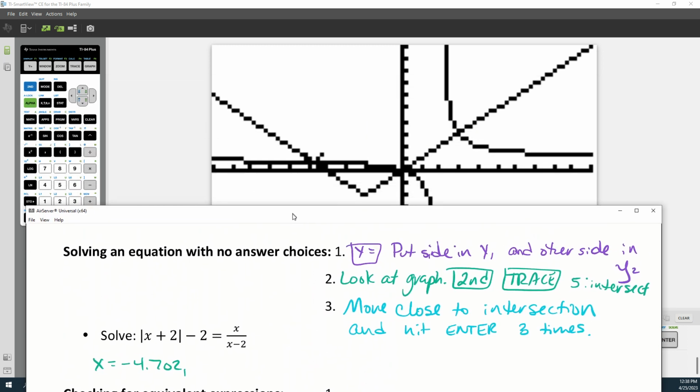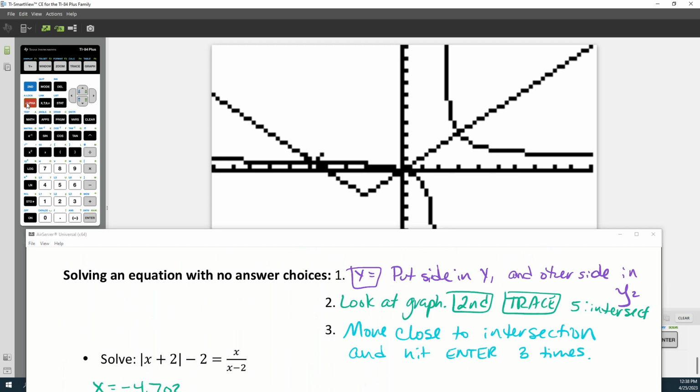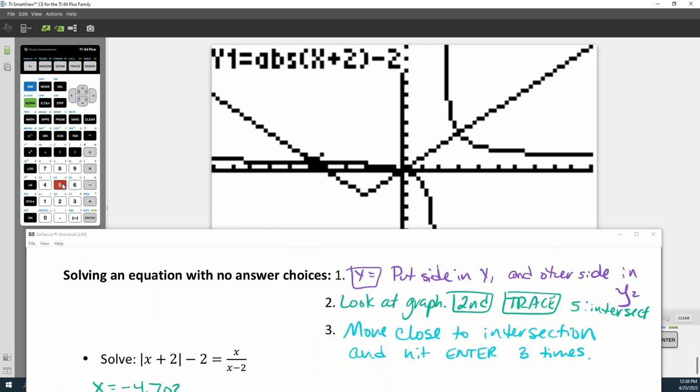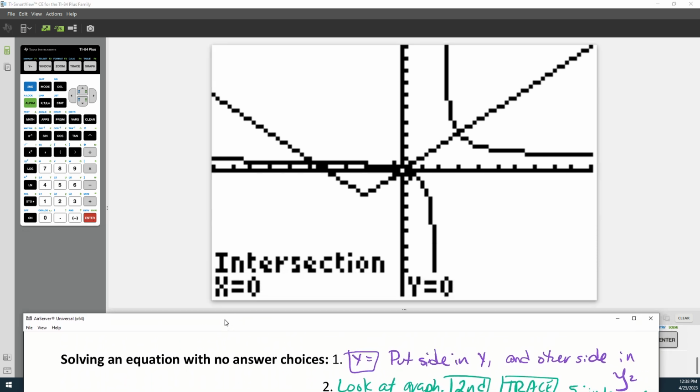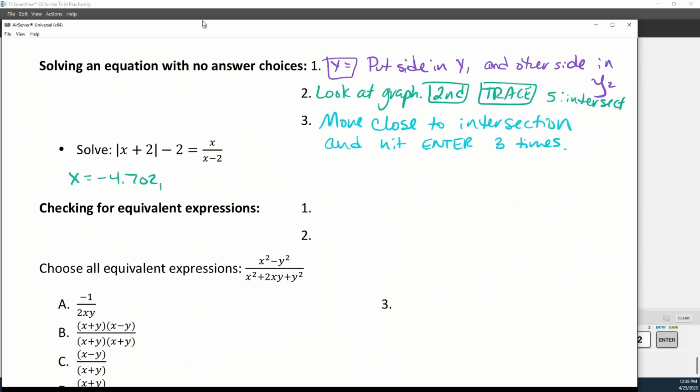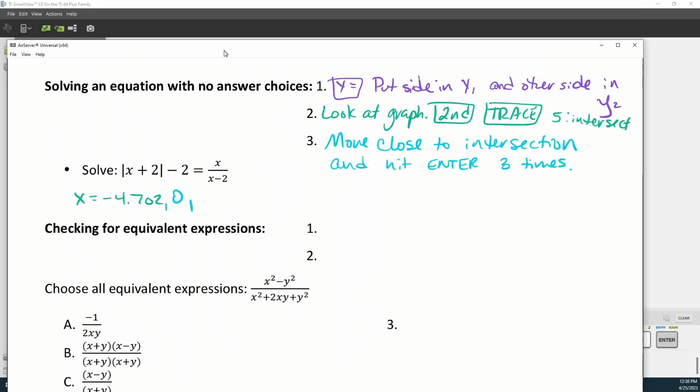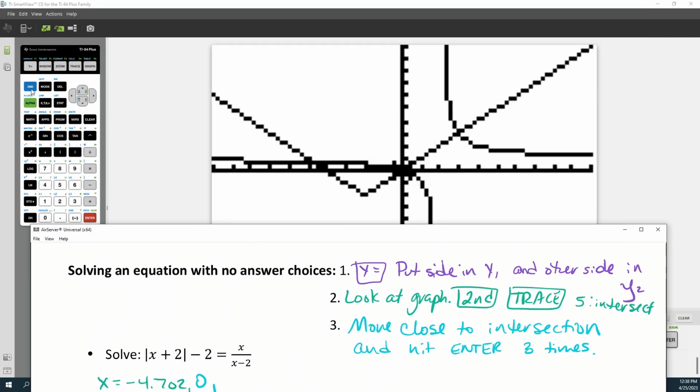Okay, so I'm going to find the other 2. So, whoops, hit the wrong thing. So second, trace 5. All right, so I'm going to move over. All right, and then enter, enter, enter. So another point where they cross is 0. Now, because we're just solving this equation, we don't care about the y. We only care about the x's where they cross. All right, one more. Second, trace 5.